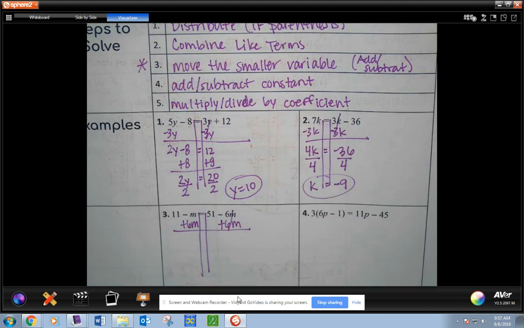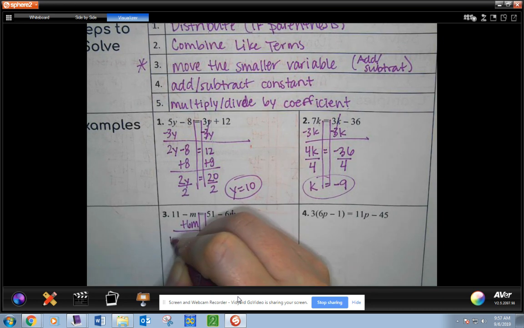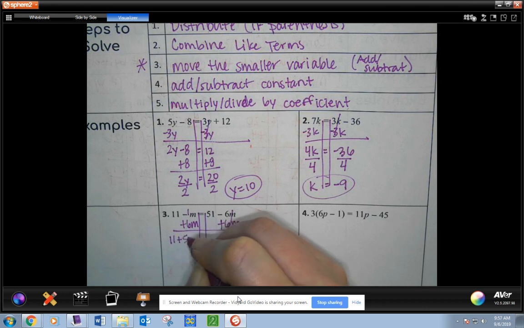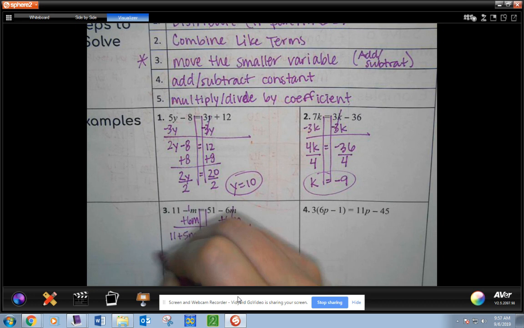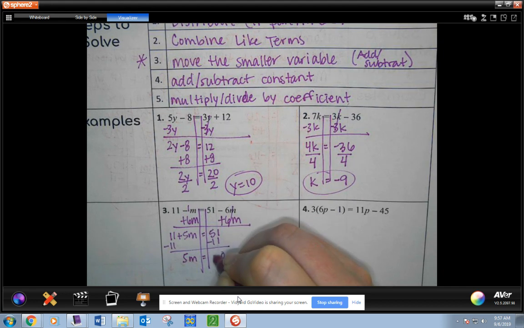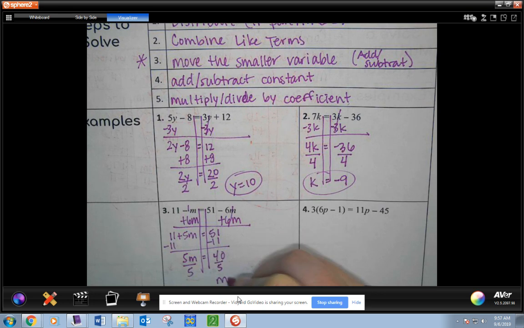Okay, it'll cancel on the right. That leaves me with 11, and a negative 1 and a positive 6 make positive 5m, and it equals 51. From here, I'm just going to subtract 11. This gives me 5m equals 40. I now just divide by 5, and m equals 8.